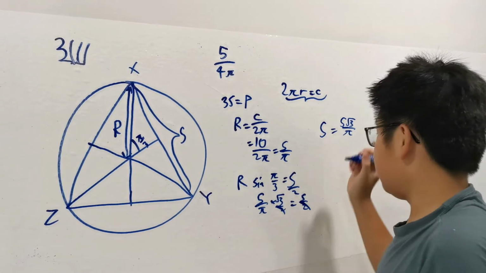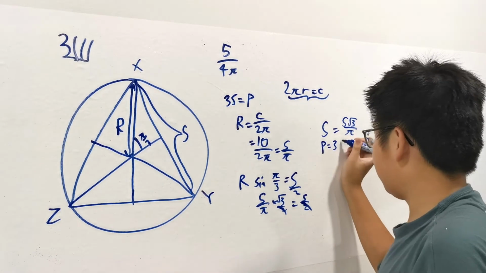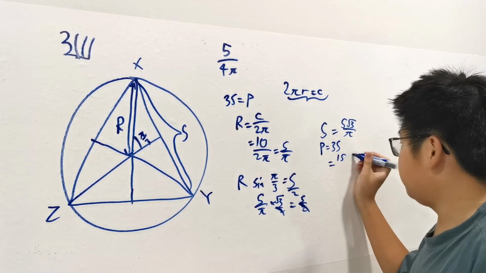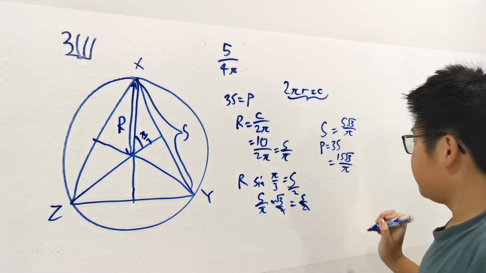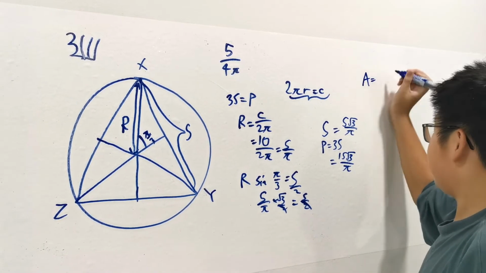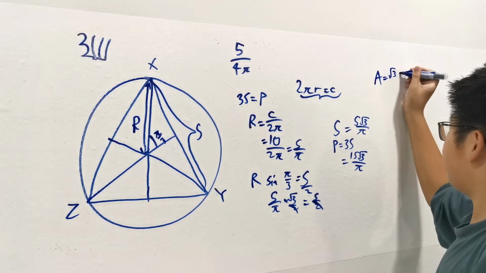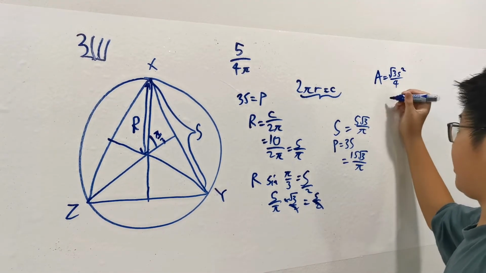Finding the perimeter is easy. So perimeter is 3S, which equals 15 root 3 over pi. Then we need to find the area. The area has a little bit more complicated formula. It's root 3 S squared over 4.